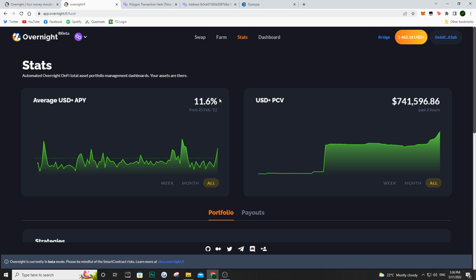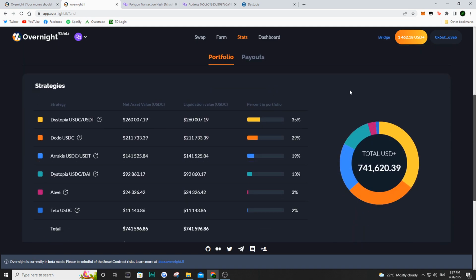So one, it's not a crazy absurd APY. It's not saying that they're going to do hundreds of thousands of percent in a year. This is a very modest APY. It's very similar to some liquidity pools out there. And then we have the protocol controlled value, which is around 741,000.